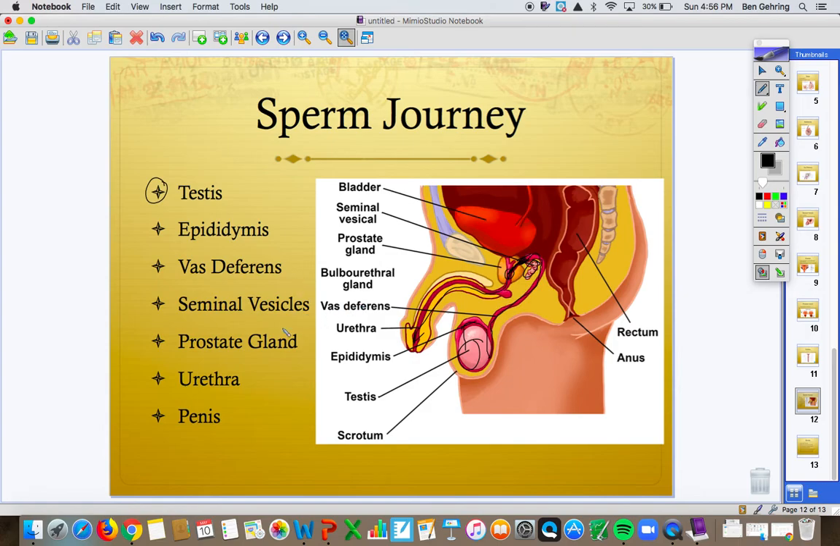So this is your urinary system. Your urethra leaves and exits the body through the penis. That's the only one we didn't talk about. So the epididymis, the vas deferens, seminal vesicles, prostate gland, urethra, and then the urethra exits through the penis to excrete both urine and or semen, depending on the situation.